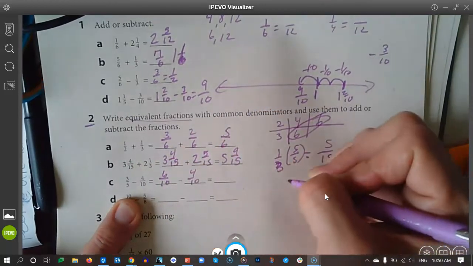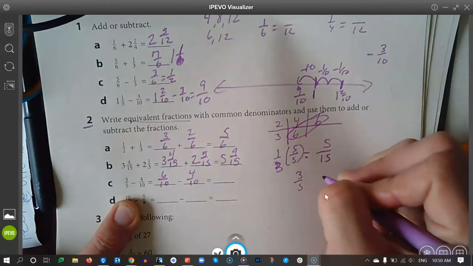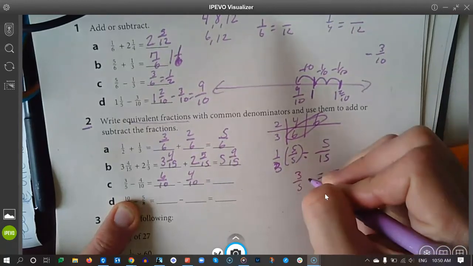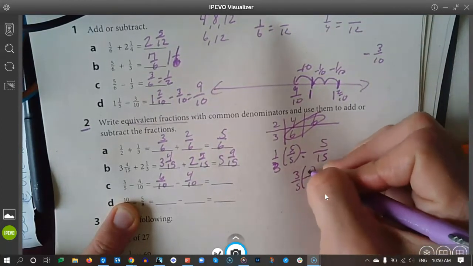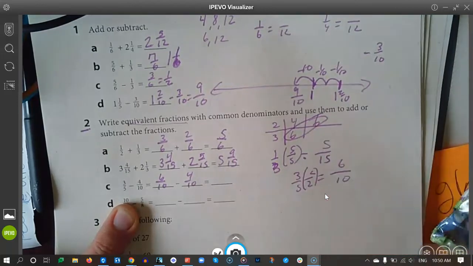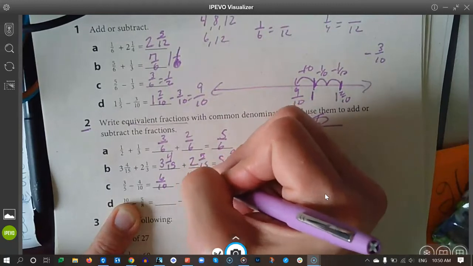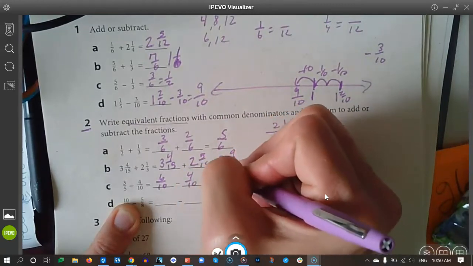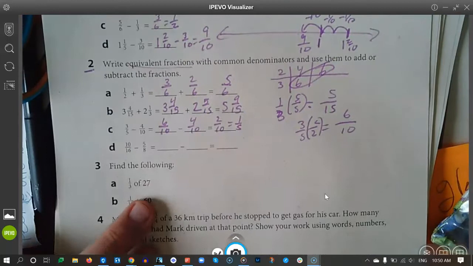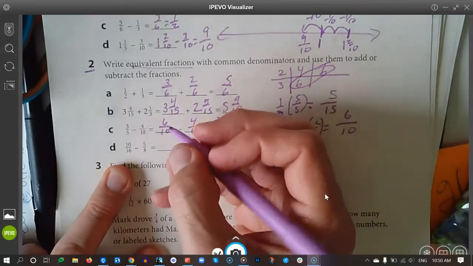And if you want to see the math, how did I do that? If I have 3/5 and I'm wanting to get into tenths, I know I'm going to be multiplying by 2 over 2. So that makes 6/10. So 6/10 minus 4/10, that is 2/10. You might also have an answer like 1/5 because those are the same. And D, 10/16 minus 5/8.